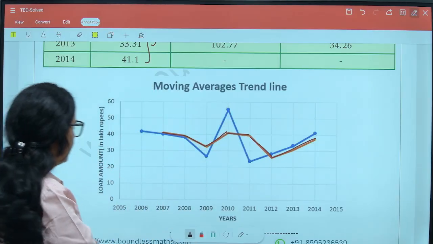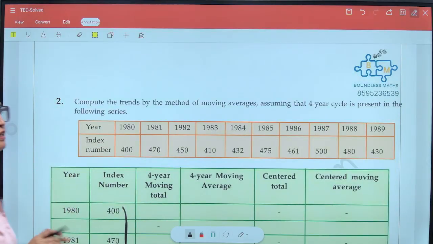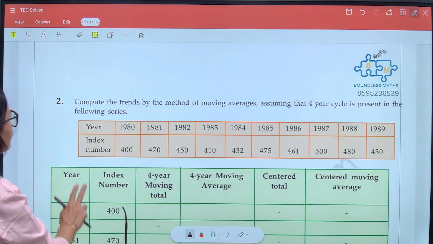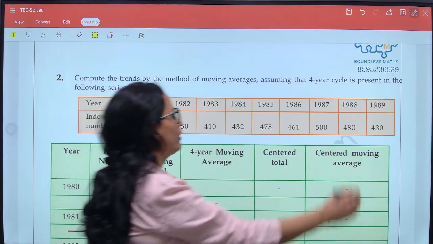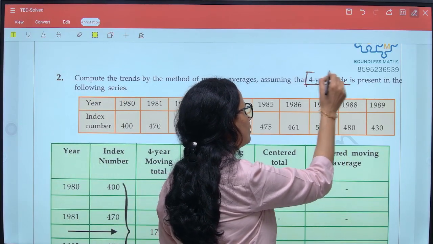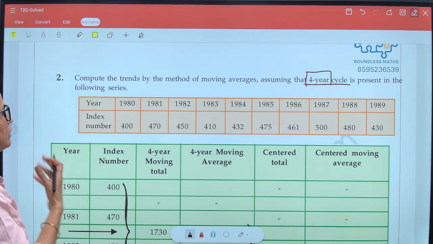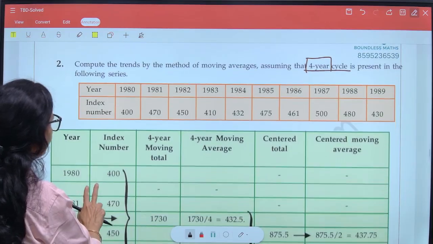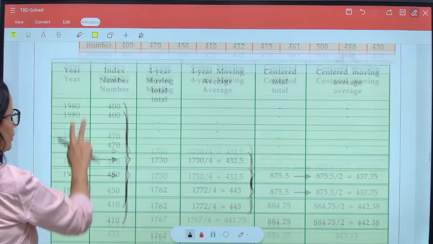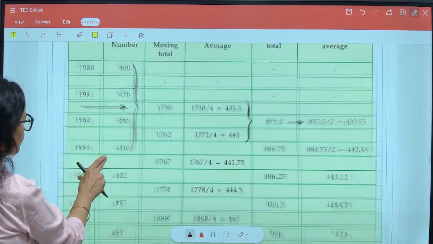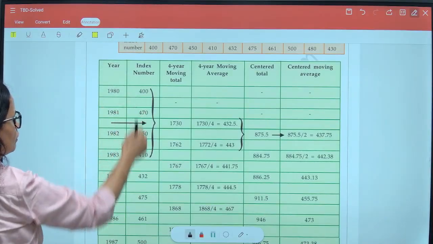Let's look at another example where we need to calculate moving average for an even duration. So the question says compute the trends by method of moving averages assuming 4-year cycle. So here 4 year is an even number, that means we need to use the even duration method here. Now again tabulate the horizontal data in the form of a vertical column. So in the form of a vertical data column we have the data here, year followed by index number.